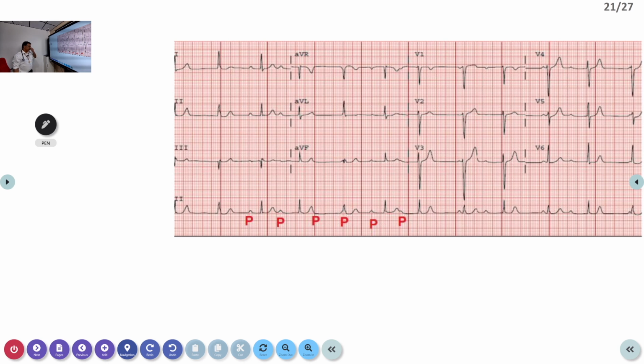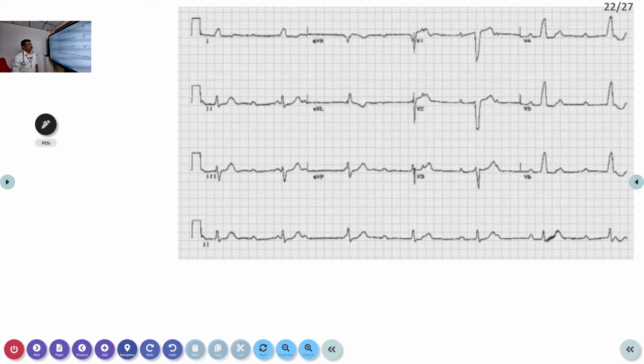So P waves are coming regularly, QRS complexes are coming regularly. There is no association between P and QRS complex. That is very important. So this is complete heart block. P waves are coming regularly. You can see here P wave, P wave, P wave, P wave, P wave. So all P waves come regularly.